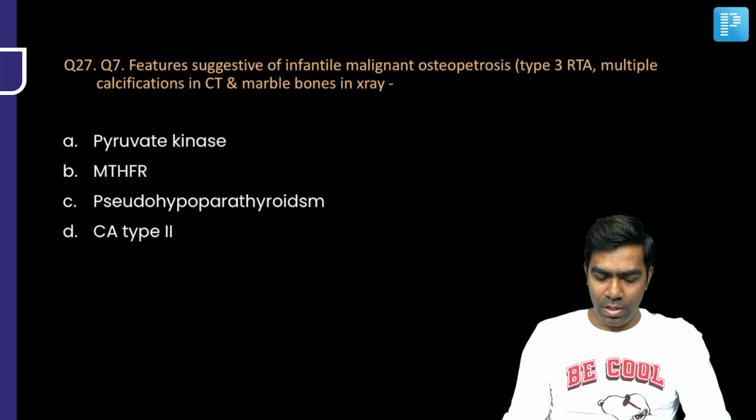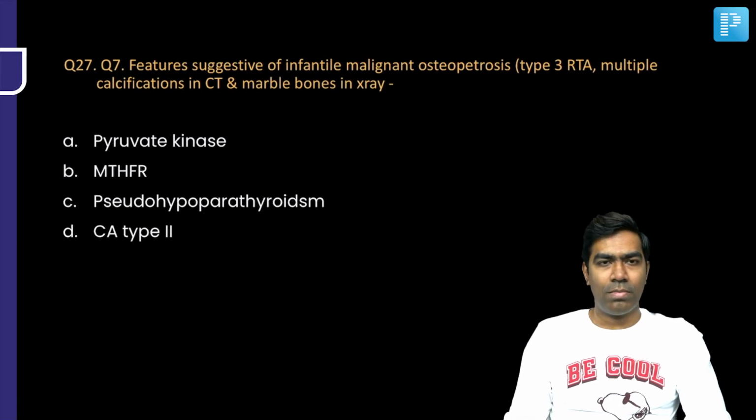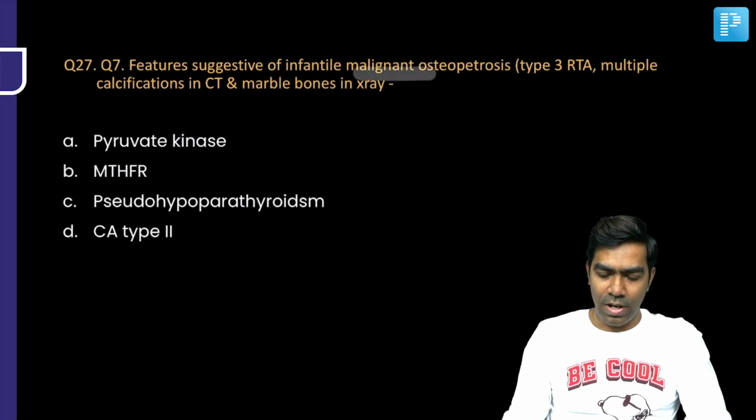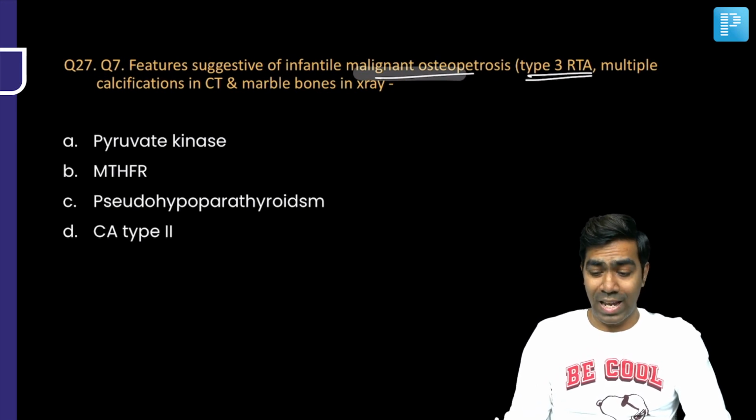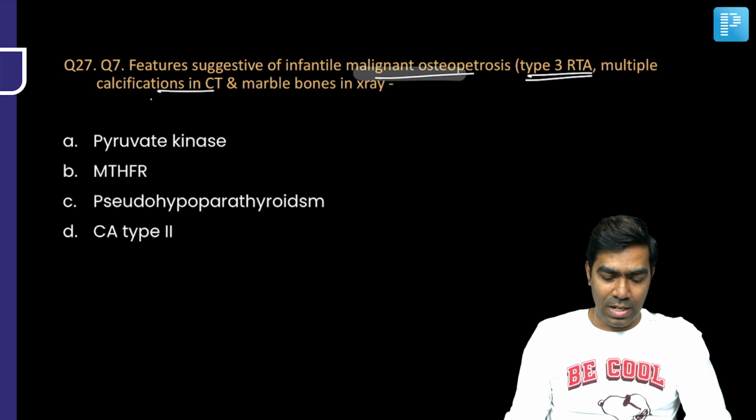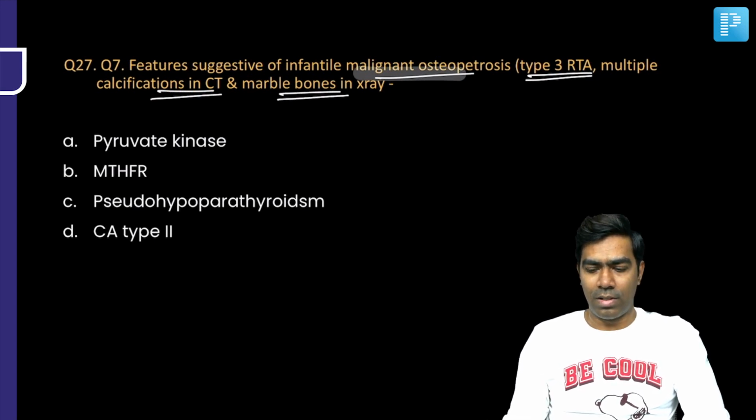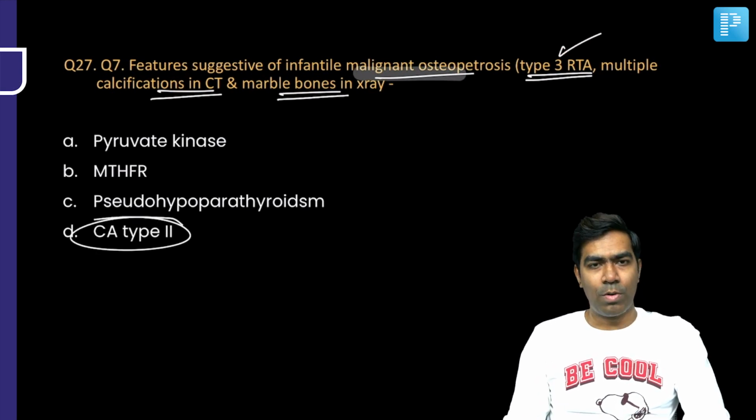And what about question number 27? So patients are having features of infantile malignant osteopetrosis. That is, the patient is having features of type 3 RTA, multiple calcifications in the head CT, and marble bones in the X-ray. These are the features that are given in the exam question. What is the defect? Defect is carbonic anhydrase type 2.